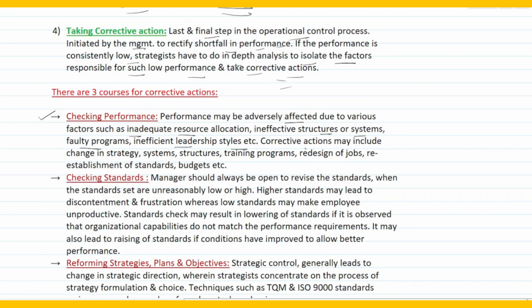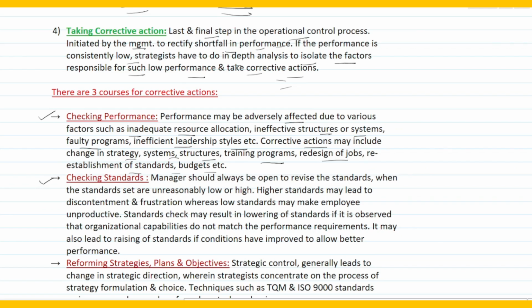Right? So corrective actions may include change in strategy, systems, structures, training programs, redesign of jobs, re-establishment of standards, budget, etc. So whatever the problems are, if you take the corrective actions with respect to them, obviously you would be able to improve your performance in a better way, right? Second, you talk about checking the standards. So first thing you do is check the performance, then you check the standards.